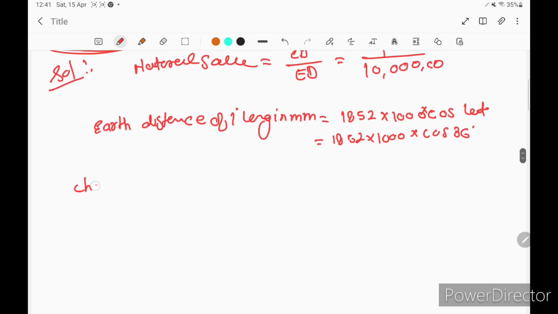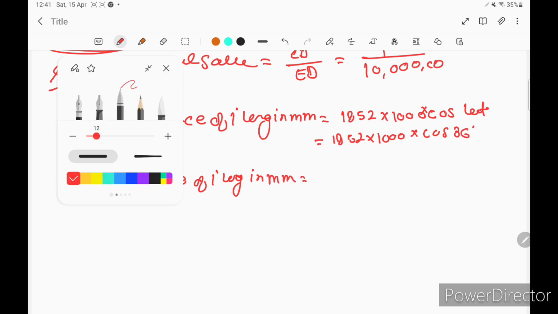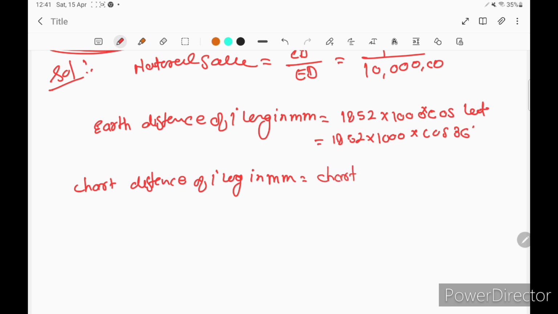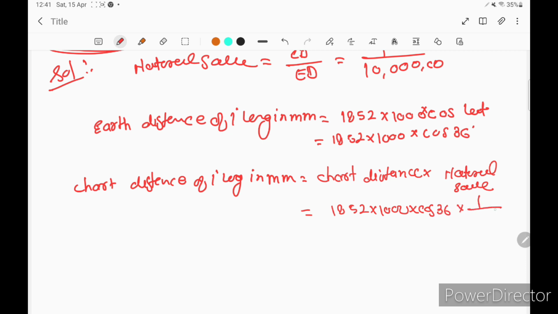Now chart distance of 1 minute longitude in mm is equal to earth distance into natural scale. This is the formula, so we put the values in the formula: 1852 into 1000 into cos 36 into 1 by 1,00,000. So we get the answer 1.498 mm.